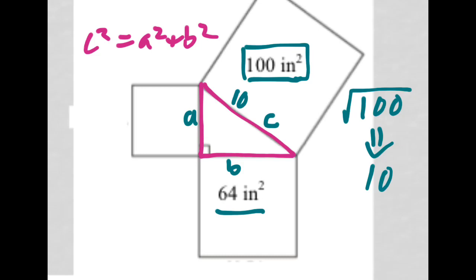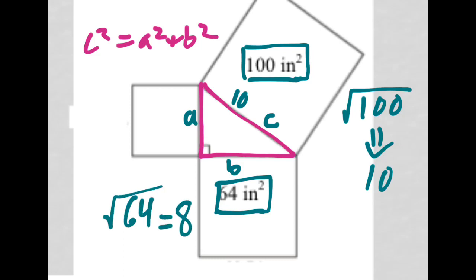Okay, what about over here? What is the square root of 64? 8. So we know that this side is going to be 8. So now we have a triangle with 10, we have a triangle with 8. Now, I could do my Pythagorean theorem and get that, or 10 and 8. There's something about those that's a little suspicious.